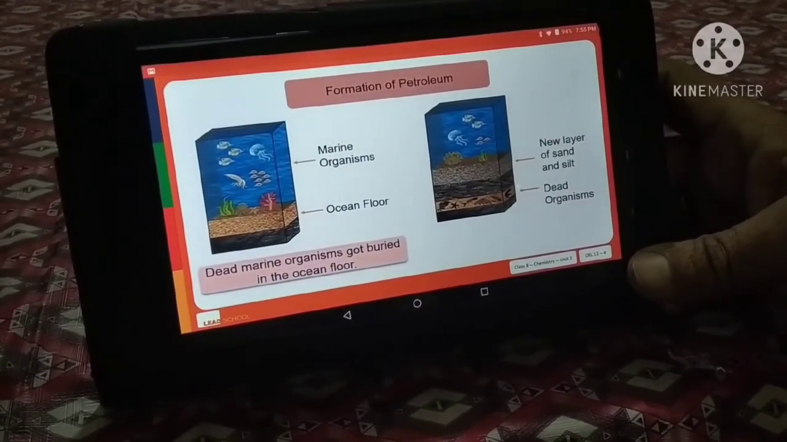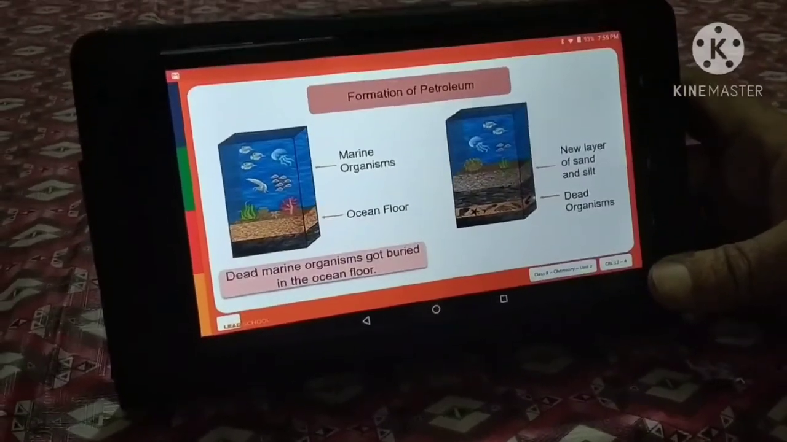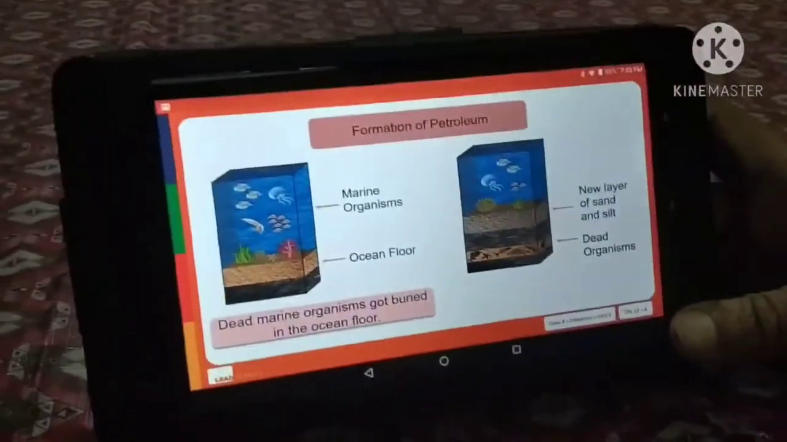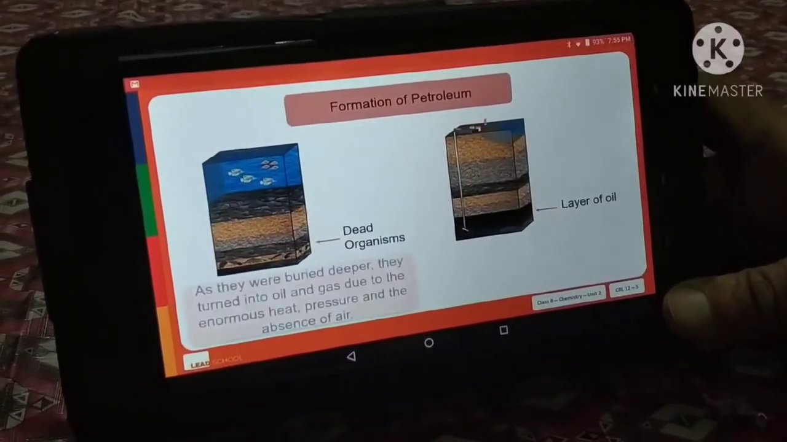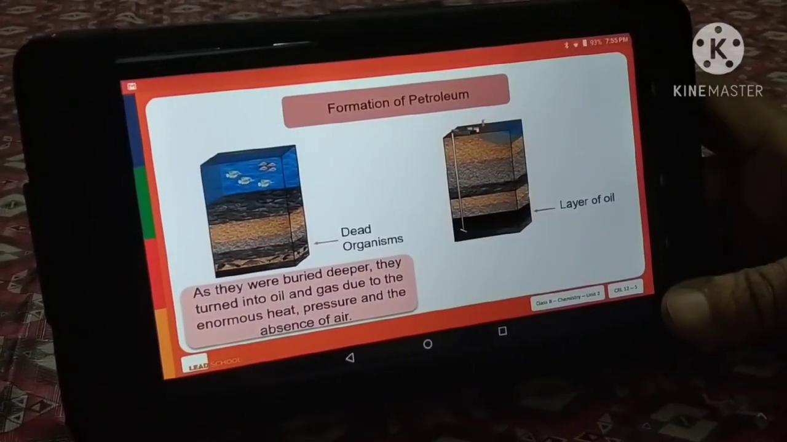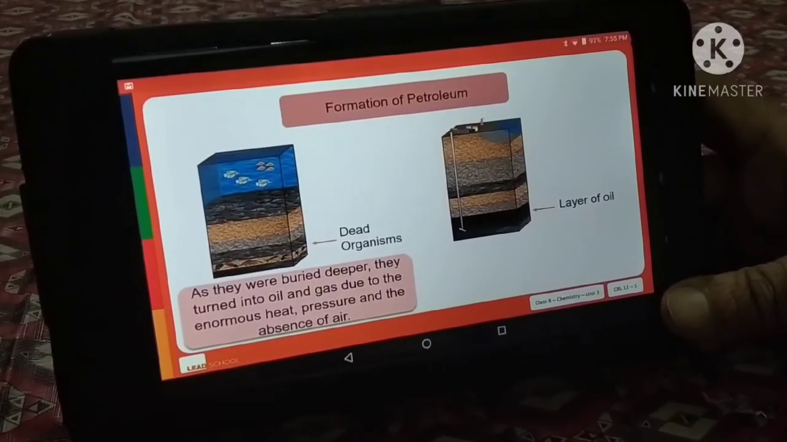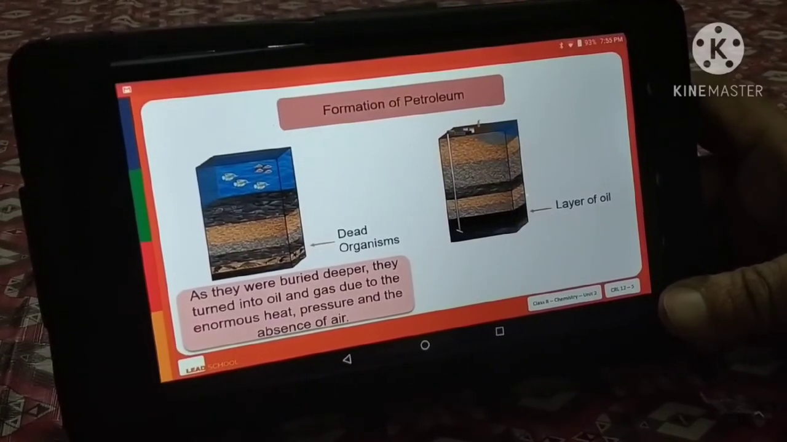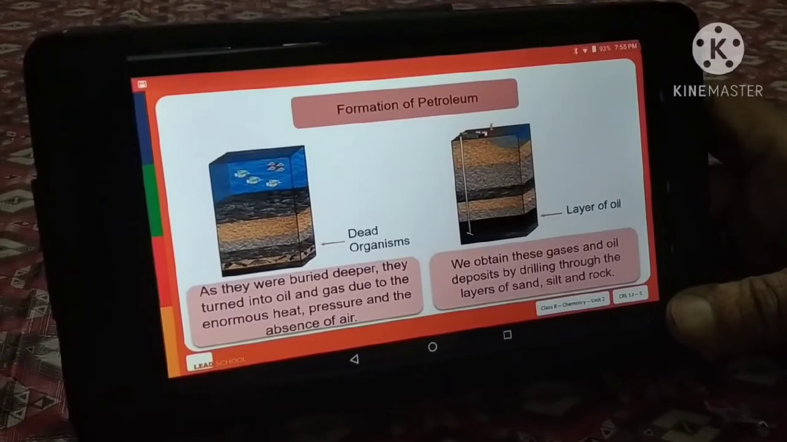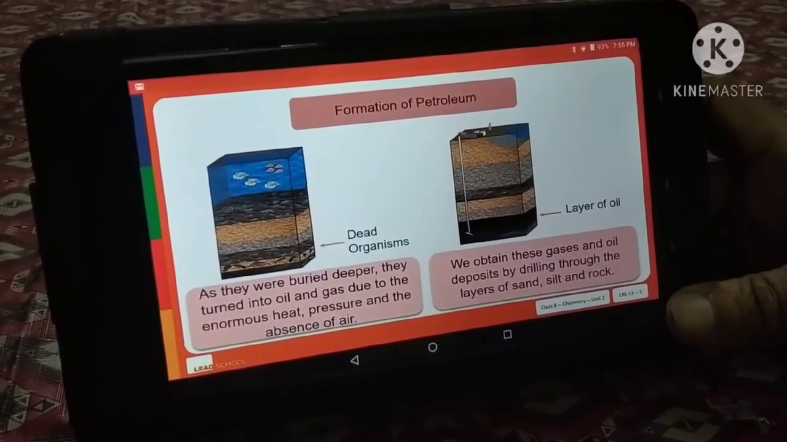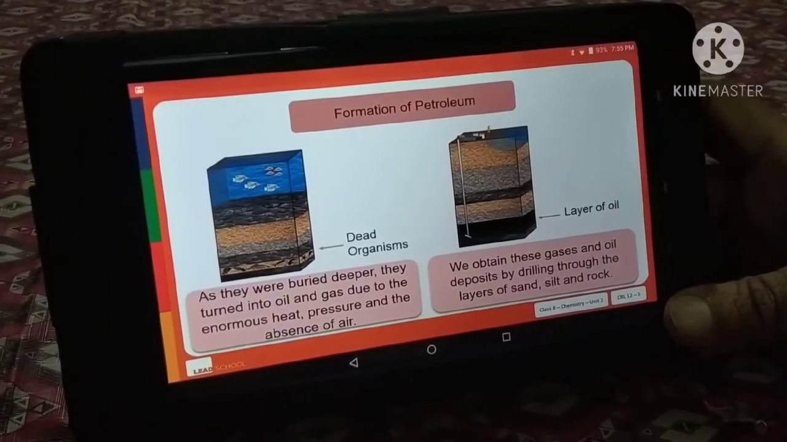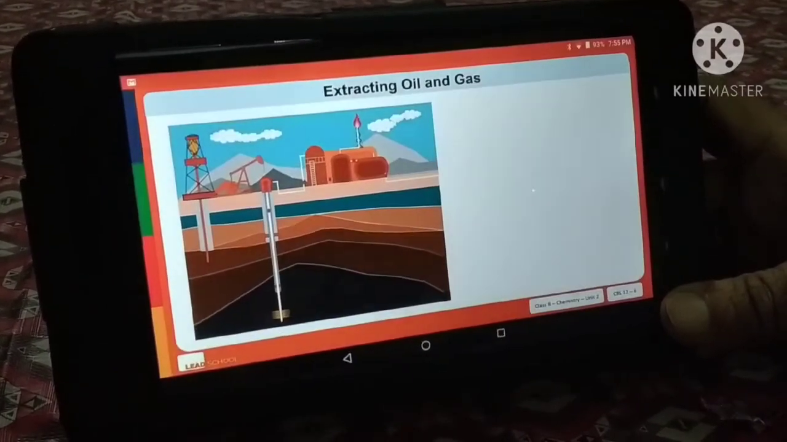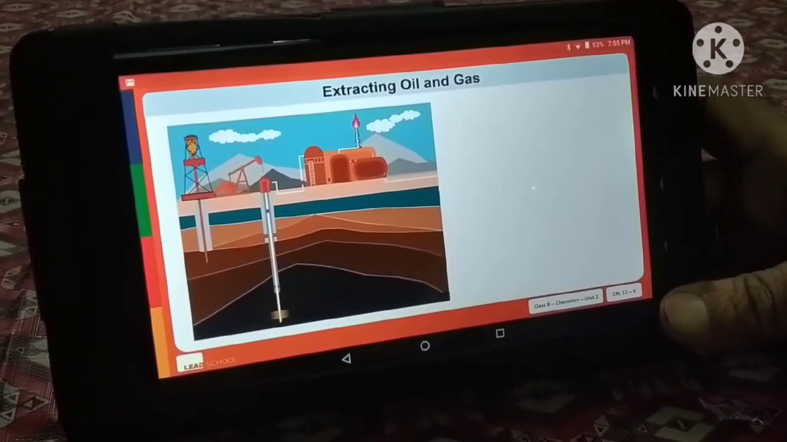Millions of years ago, dead marine organisms got buried in the ocean floor. Over time, they were covered with layers of silt and sand. As they were buried deeper and deeper, they turned into oil and gas due to the enormous heat, pressure, and the absence of air. Today, we obtain these gases and oil deposits by drilling through the layers of sand, silt, and rock. But how do we reach these fuels buried deep in the earth?